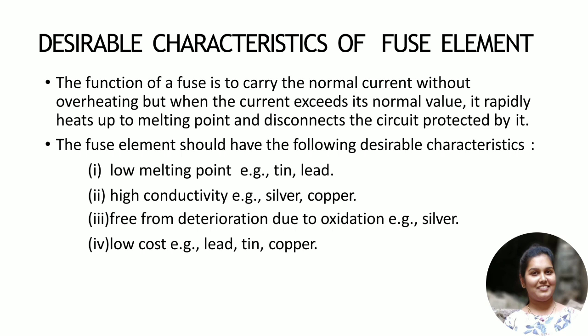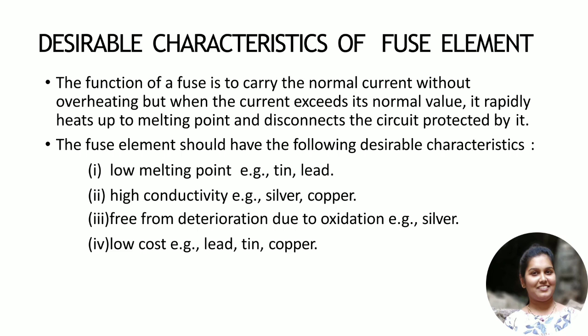We will be using fuses in the most undesirable environmental conditions sometimes. In those situations also the fuse should be able to function properly without any deterioration from the environmental conditions. In such cases we can use silver. Silver can be used where uncertain environmental conditions are there, and if you want to reduce the oxidation process, we can go for silver as fuse element. Next is the cost constraint, that is, it should be of low cost.